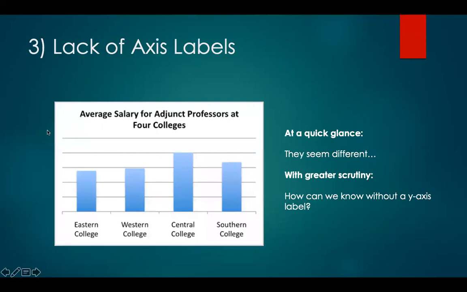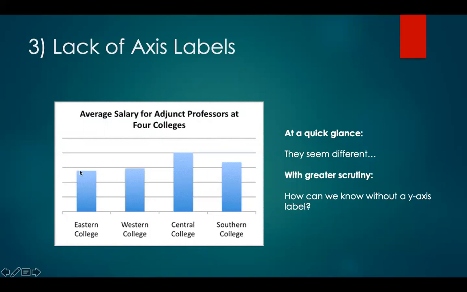Now, a third way graphs can be misused is by not displaying axis labels. So this graph shows the average salary for adjunct professors at 4 colleges, and at first glance, they seem quite different. It seems like these different colleges are paying adjunct professors drastically different amounts of money. But if we apply greater scrutiny, we really can't make this judgment because there's no label on the y-axis. So it could be that this is showing $5,000 each individual line here, an additional $5,000.